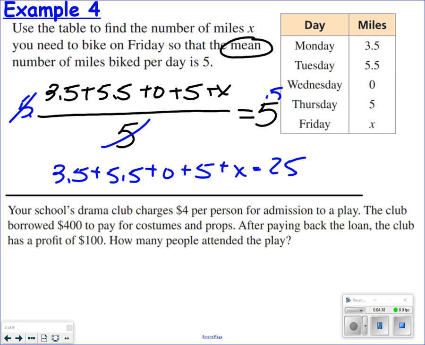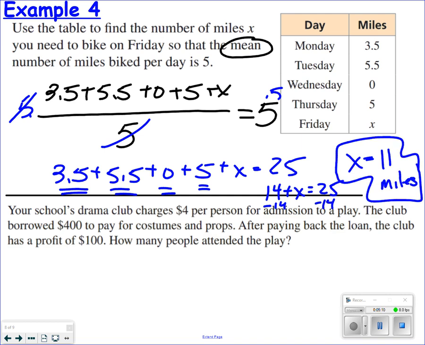Add all the like terms together. So I can add together all the numbers that don't have a variable. So 3.5, 5.5, and 5 add up to 14. So now 14 plus x equals 25. So subtract 14. So on that last day, if you really wanted your average to be 5, you would need to go 11 miles on the last day. I don't know about you, but I don't know if I can bike 11 miles.